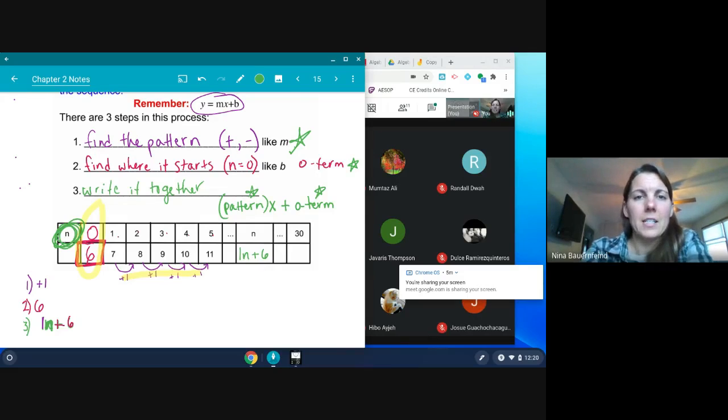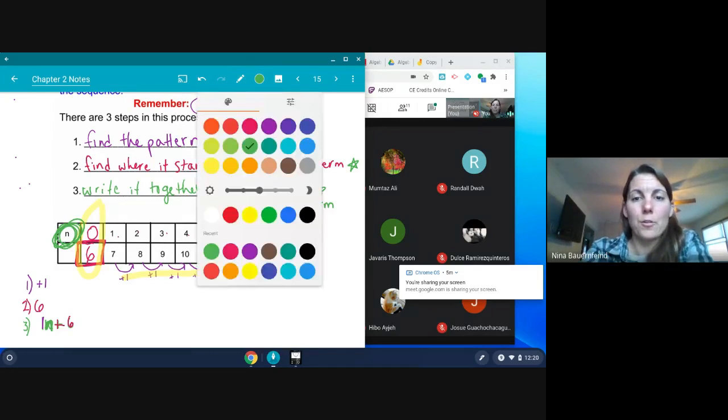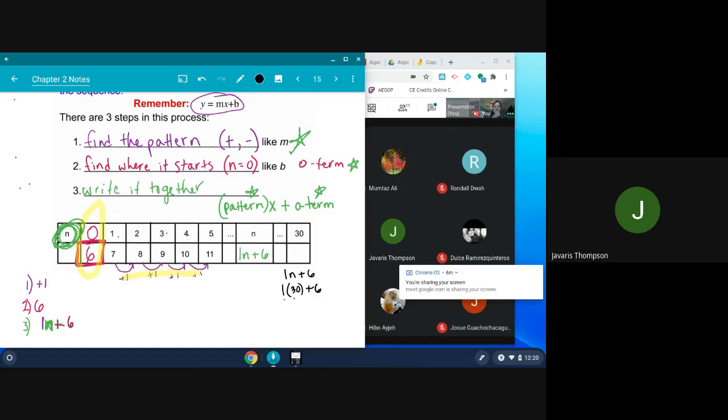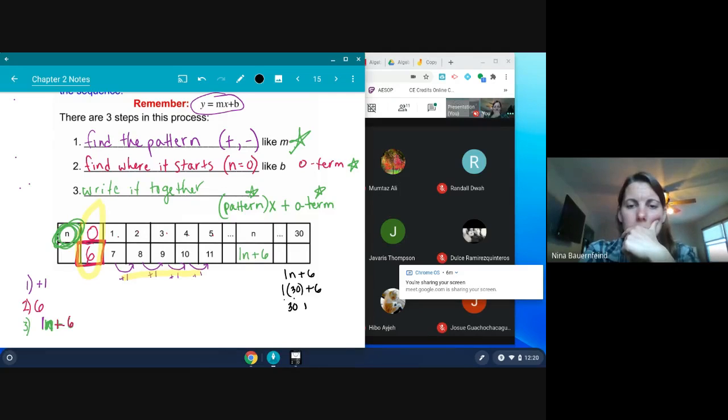And then the last thing is we're going to use it to find the 30th term in the pattern. So what we would do is we would go 1n plus 6. Well, this time n is 30. What is 1 times 30? 30. Yup. Plus 6 is 36. So that's what we would do there. If you guys want to take a picture, you can, in case you're not writing it at the same time.